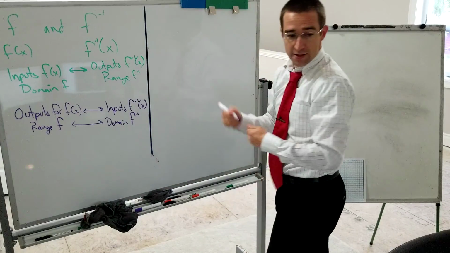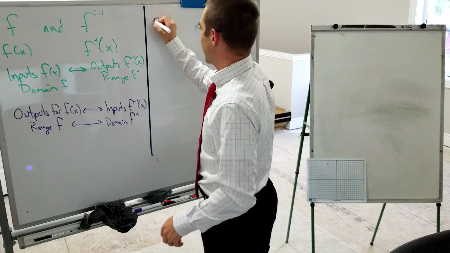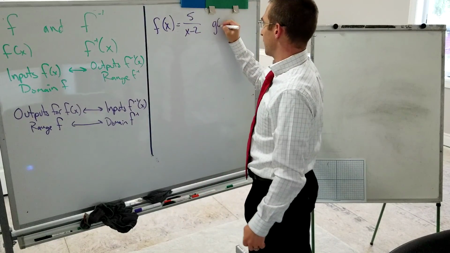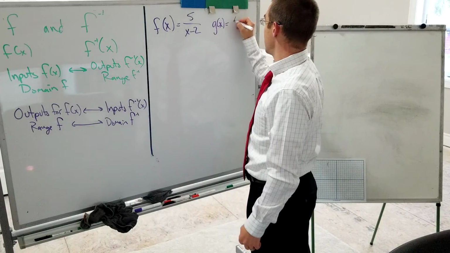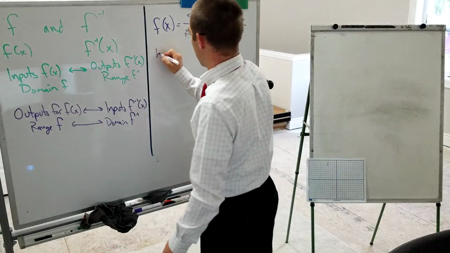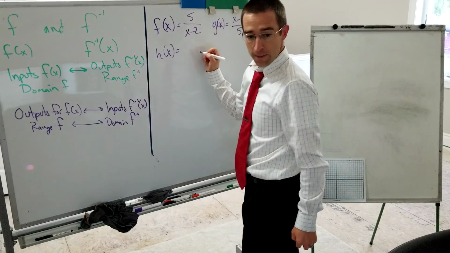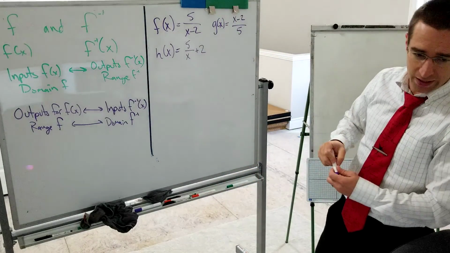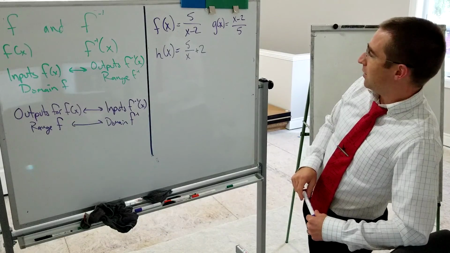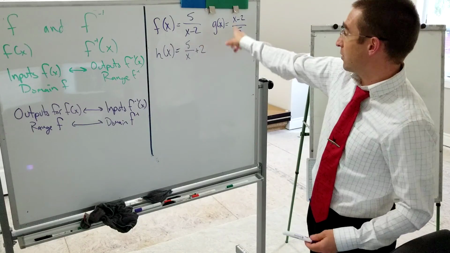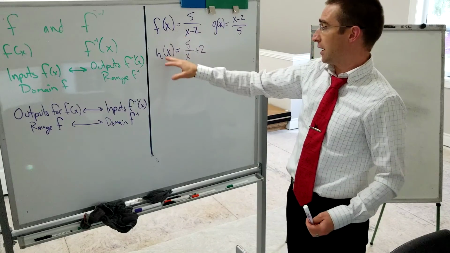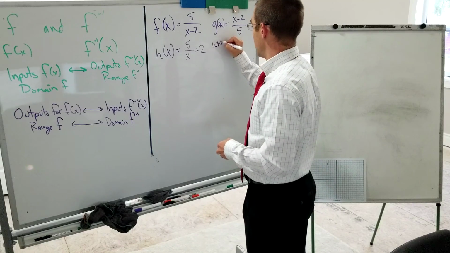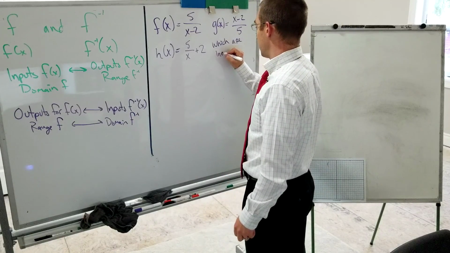Okie dokie. Let's say we have, and this is an example straight out of the book, f of x equals 5 over x minus 2. g of x equals x minus 2 over 5. h of x equals 5 over x plus 2. All right. What we're going to do is find which pair of functions here, f and g, f and h, or g and h, are inverses of each other. So which of these are inverses?